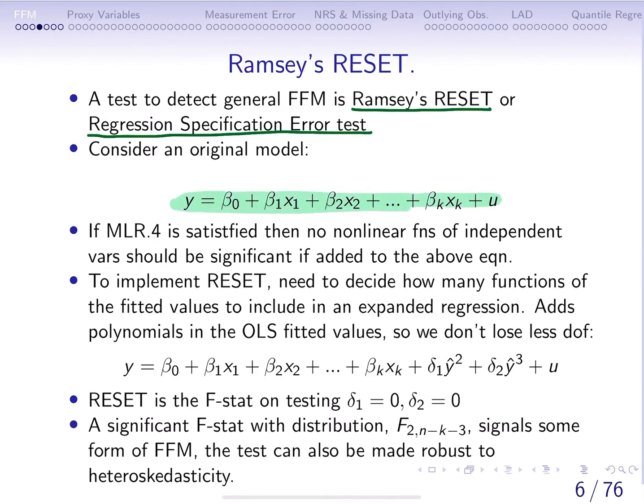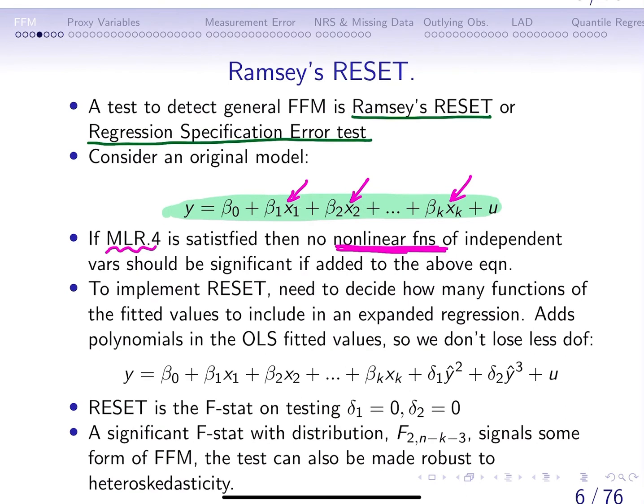Now, let's consider an original model that's written out in this form. This is pretty standard. It's a multiple linear regression model with multiple explanatory variables. Here, we want to go back to our fourth assumption, zero conditional mean. If that condition is satisfied, then we would not expect any nonlinear functions of our x's, or of our independent variables, to be significant if we added those to our regression.